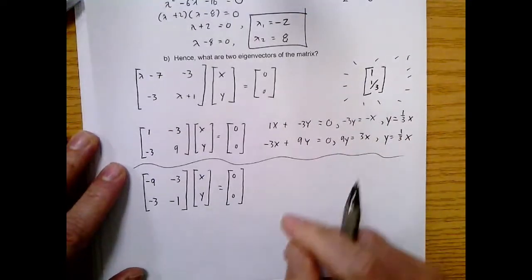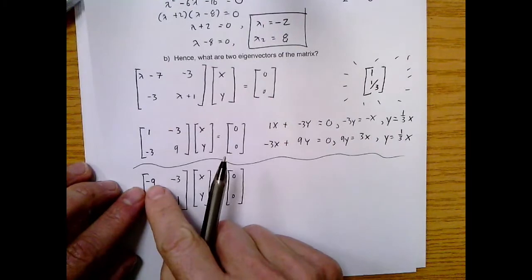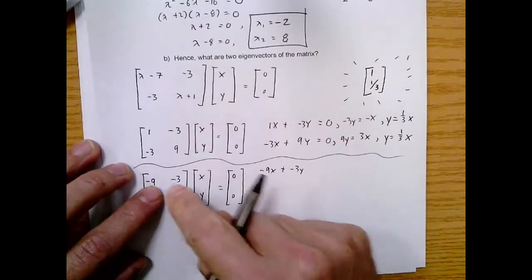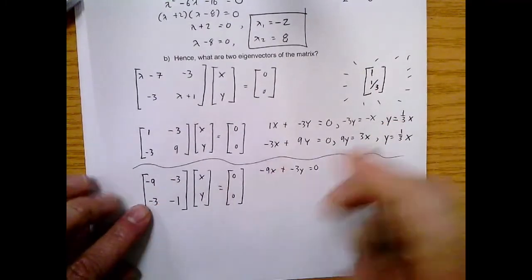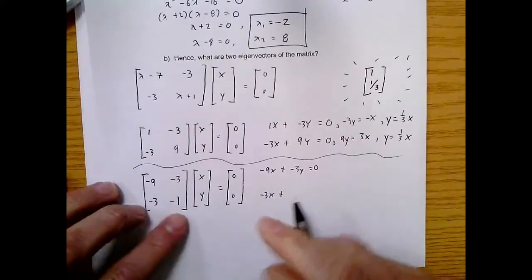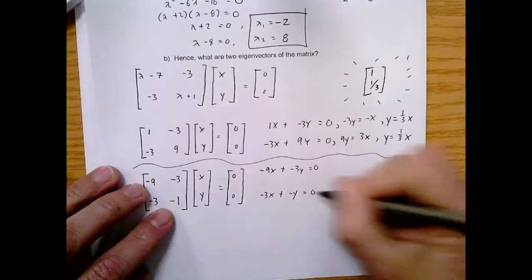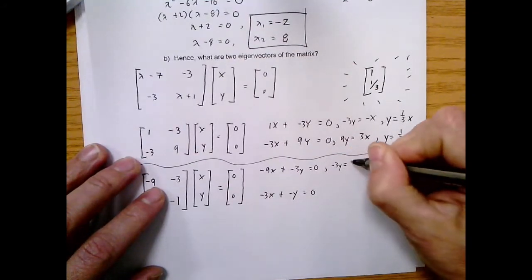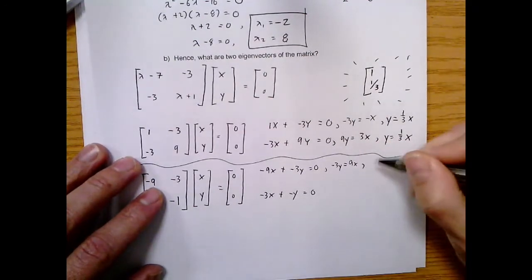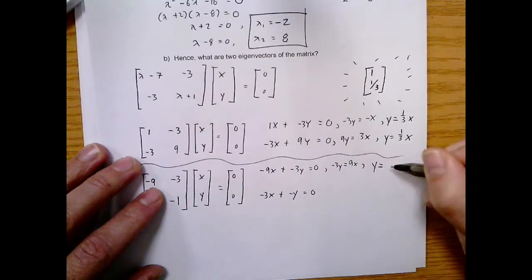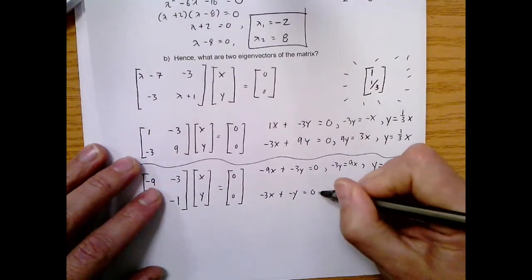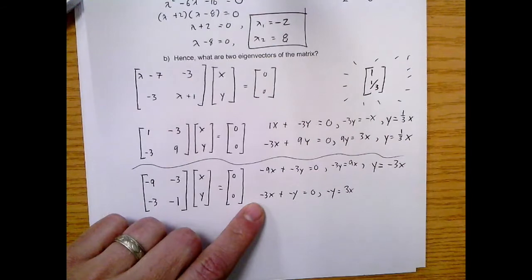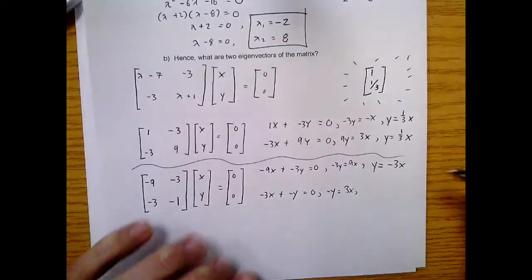Same idea. We say negative 9x plus negative 3y equals 0. Down here, we say negative 3x plus negative y equals 0. Let's see what happens. Again, we're trying to isolate and solve for y. So I add 9x to both sides, so I have negative y equals 9x. Divide both sides by negative 3, and I get y equals negative 3x. And then I divide both sides by negative y, and again I get y equals negative 3x. Happy day.